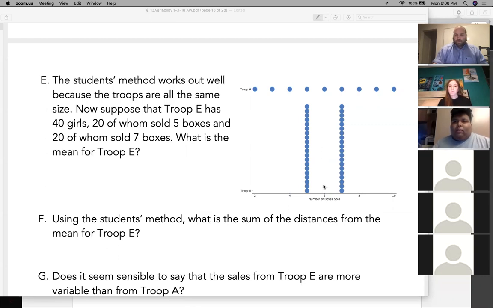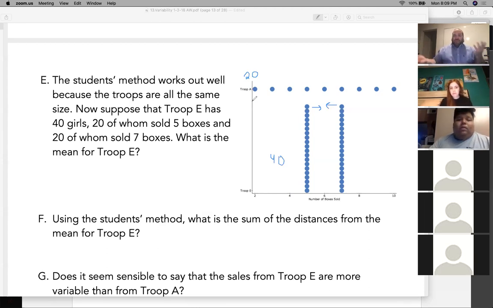By symmetry, the mean is still 6, correct? Yes. So they're both 1 away from each other, and therefore each one has a distance away of 1. Twenty 1s here, twenty 1s here, for a total of 40. So the MAD in this case was 40, and the MAD in this case was 20. But which one looks like it's more variable?